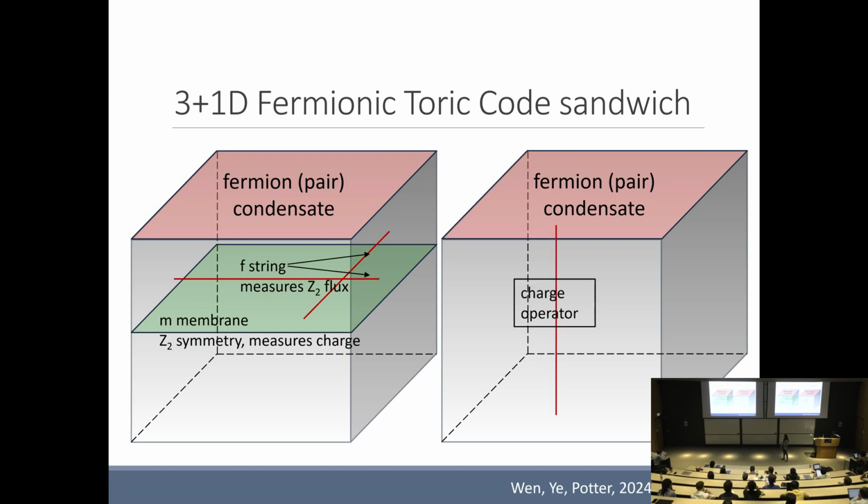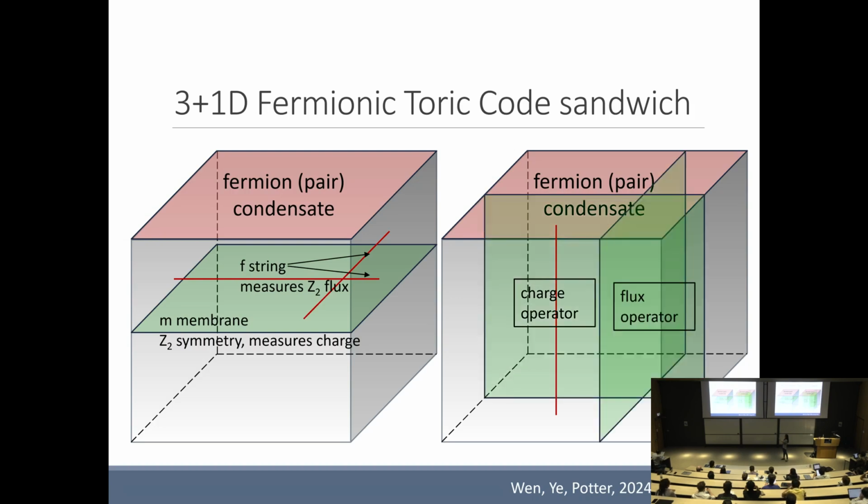And now, if we try to tunnel something in the vertical direction, it's going to change between these sectors. For example, if we tunnel a fermion charge from the top to the bottom, we're going to change the symmetry sector. And if we tunnel some membrane operators from the top to the bottom, then we're going to change the flux sector. Okay, so the string operator is the charge operator, and the membrane operator will be the twist operator, the flux operator.